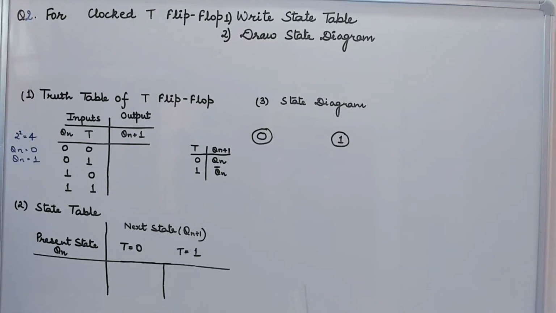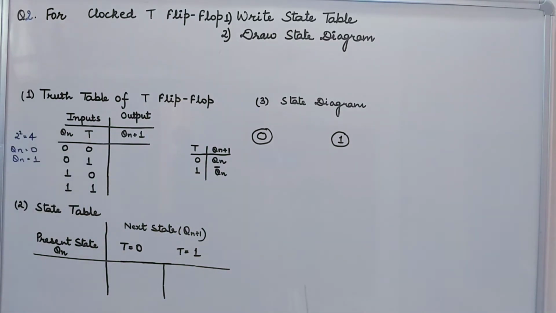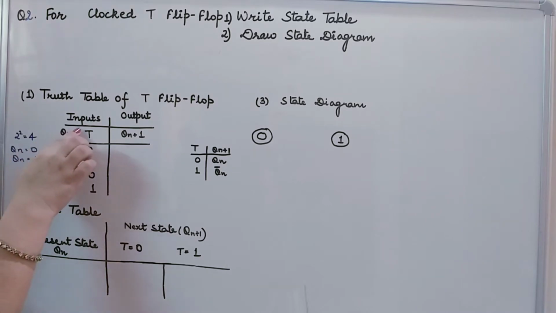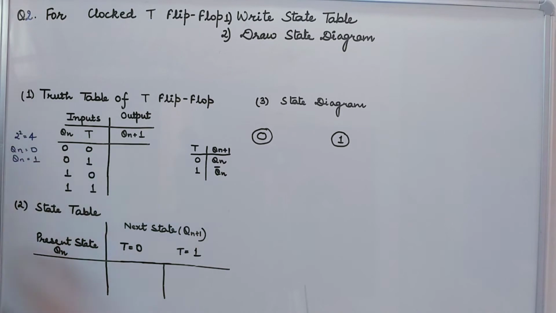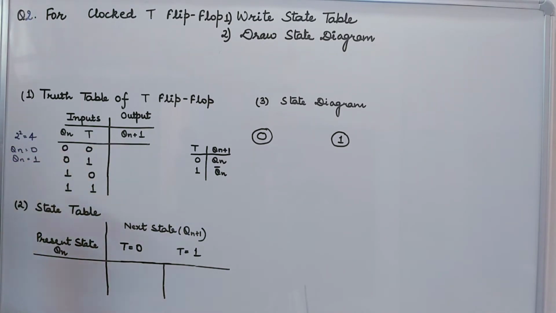Now question number 2. For clock T flip-flop, we need to write down a state table and a state diagram. As we have already discussed in the previous question, to write down a state table, we first need to write down the truth table of the given flip-flop. Since T flip-flop is mentioned here, we will be writing down the truth table of the T flip-flop. We know that in the input we have the present state and the T input, and for the output we have the next state. Two inputs, so four combinations will be there: 0, 0, 0, 1, 1, 0, 1, 1.